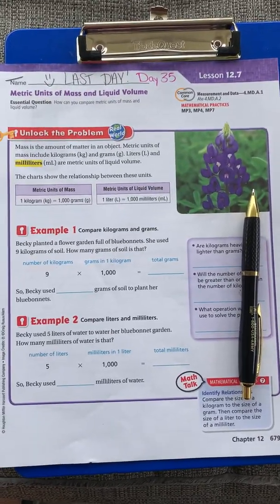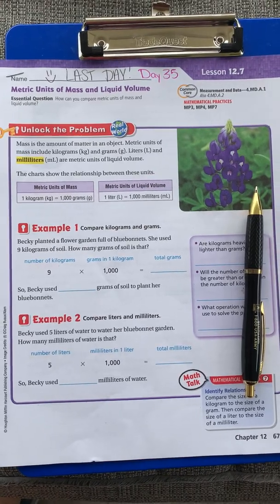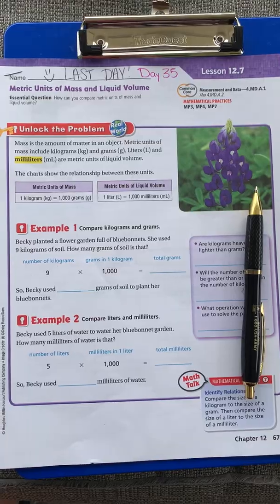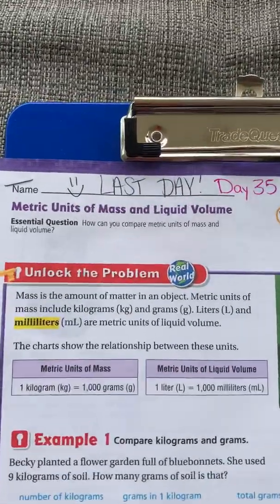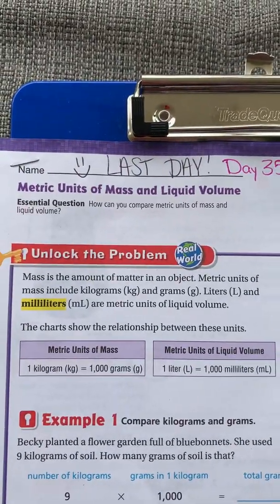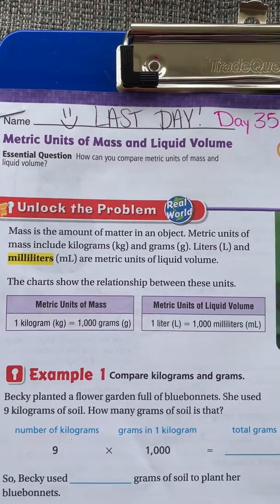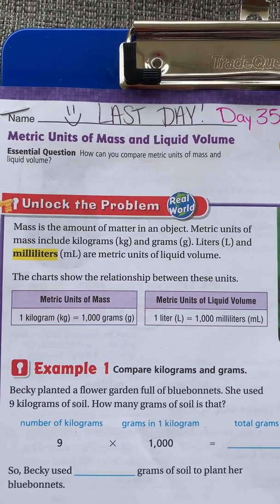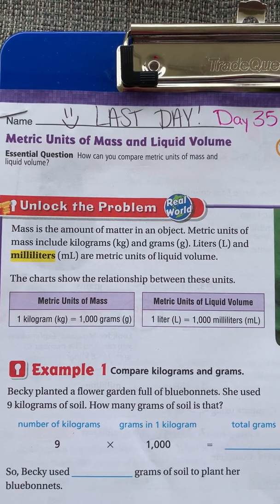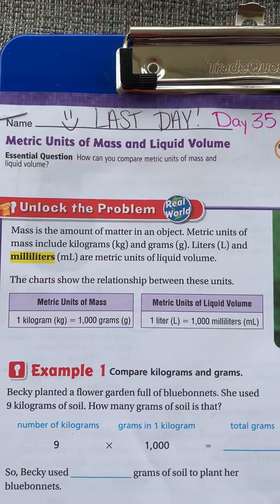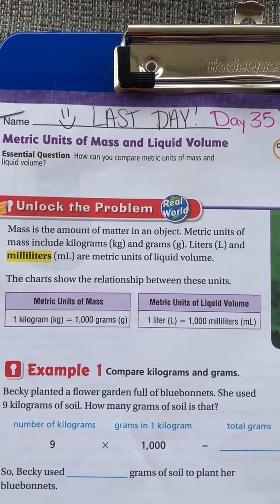So on our last day of math, we are learning about metric units of mass and liquid volume. We will be able to answer the question, how can you compare metric units of mass and liquid volume? Mass is the amount of matter in an object. Metric units of mass include kilograms and grams. Liters and milliliters are metric units of liquid volume.